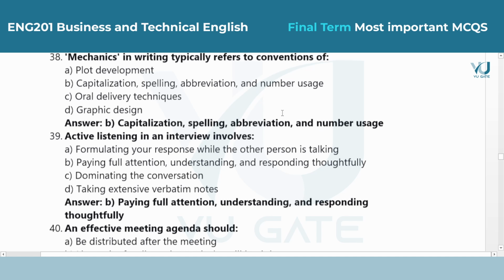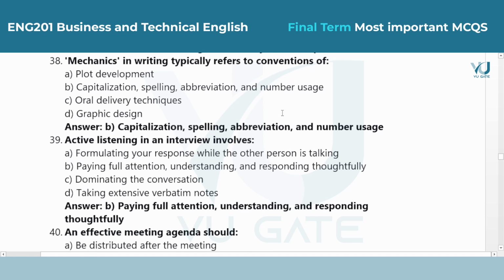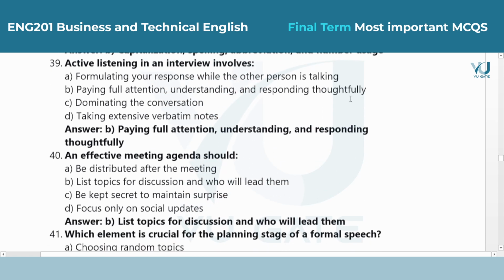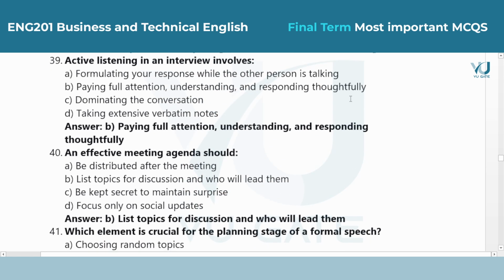38. Question. Mechanics in writing typically refers to conventions of answer. B. Capitalization, spelling, abbreviation, and number usage. Concept. Mechanics are the technical rules of the road that ensure a document looks professional and follows standard writing norms. 39. Question. Active listening in an interview involves answer. B.